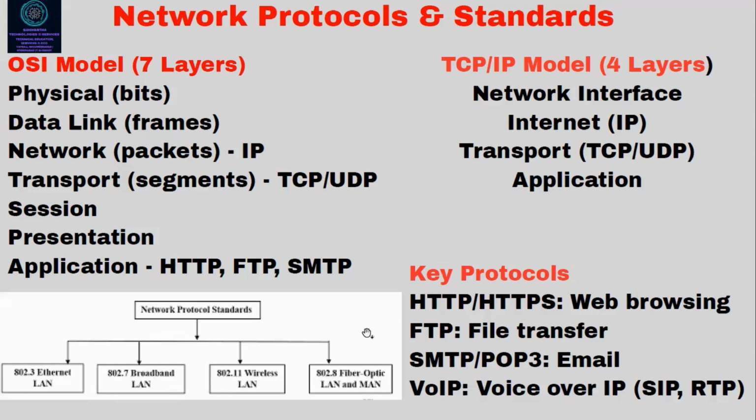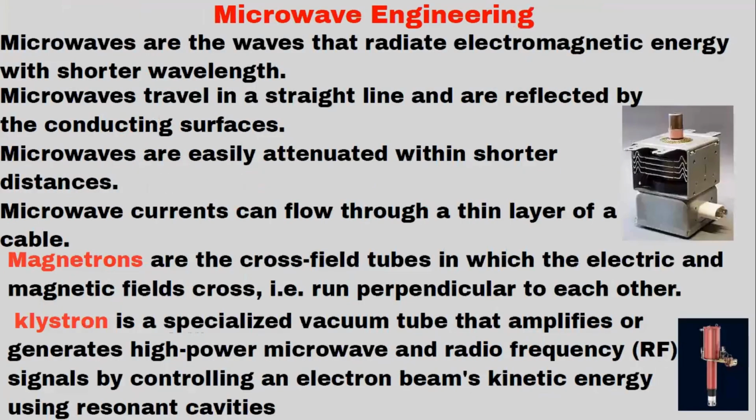Network protocol standards are divided into different categories: LAN and MAN. So one is for Ethernet, there we write 802.3, right? When 3 is given, then it is Ethernet. If it is .7, it is broadband. .11 is for wireless, that is Wi-Fi. We use this the most. Please remember 802 is common for all, and .8 is fiber optic, LAN and MAN. Okay, so these are the key protocols and standards we have to remember.